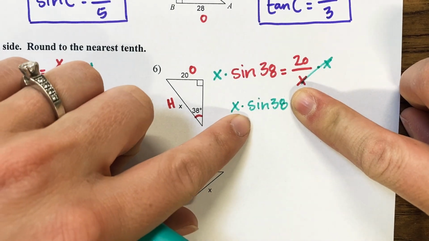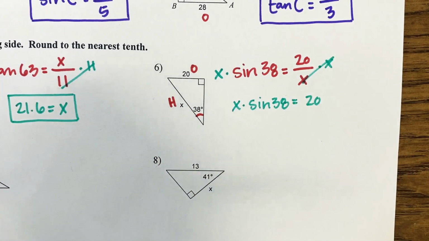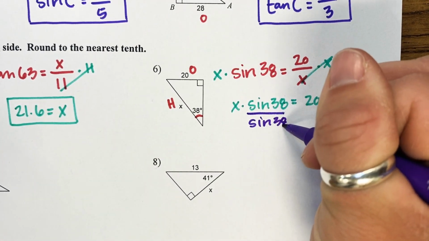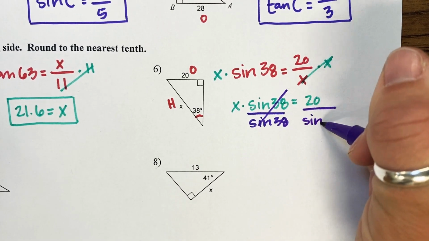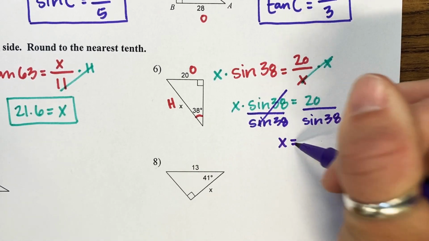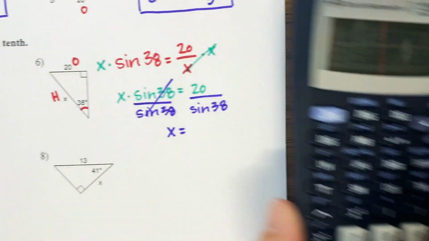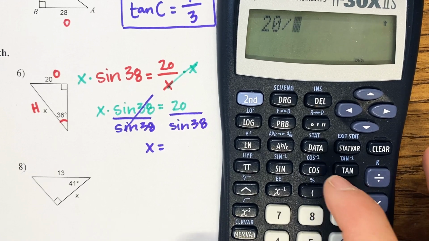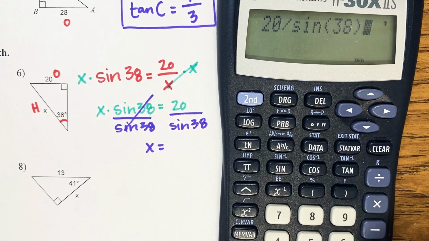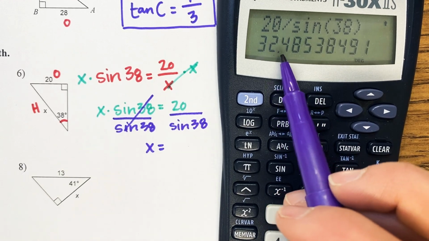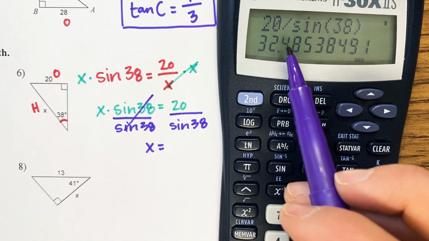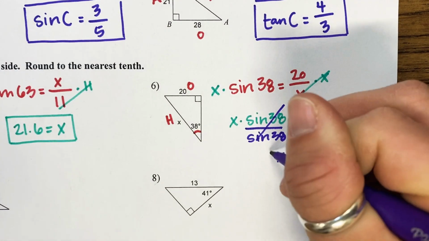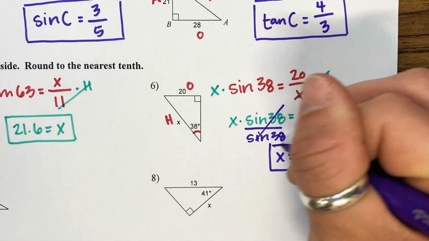Because what is the opposite of times by sine of 38? We are going to simply divide by sine of 38. That cancels it out. Do the same thing to this side. So we have x is all by itself, and we just need to punch this into our calculator. So I have 20 divided by sine button of 38 equals 32.48. The 8 is going to turn that 4 into a 5, so 32.5. And there we go. There was our missing side.